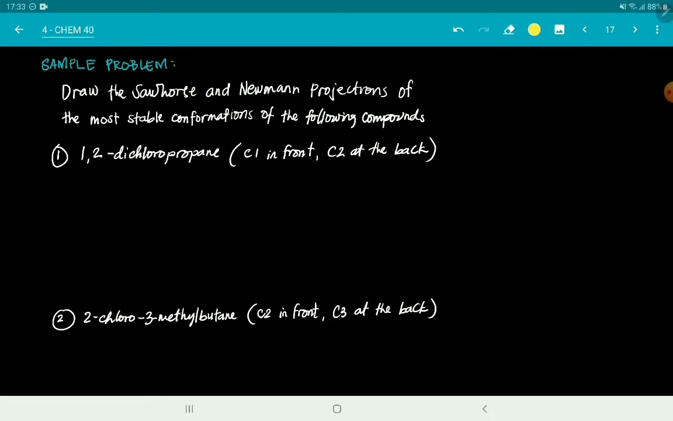Drawing muna natin yung skeletal structure niya. So ito, drawing natin si propane, okay? And the 2 chlorines, one in position 1, tapos position 2. So this is 1, 2, 3. Okay? Then, drawing na natin yung Newman projection. Naka-specify naman dito, C1 at the back, C2 at the back, and C1 in front. So, yung in front na C1, that's the dot, okay? So, Newman projection.